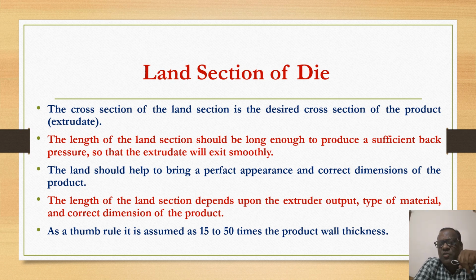So these are the crucial points to take care of while designing the land section and approach section in the case of a simple die. Then other things, because so many other parts will be there in between your approach section and land section, that is based on the type of product you are going to manufacture. But these are some basic things which will be there in all types of extruder dies.